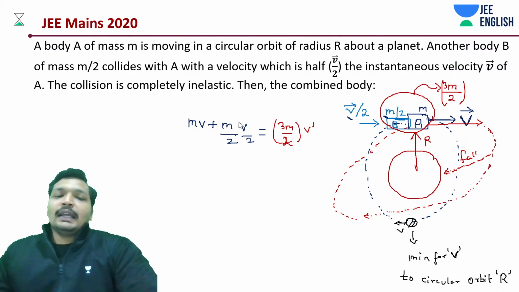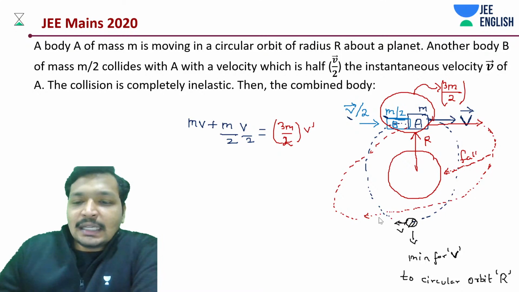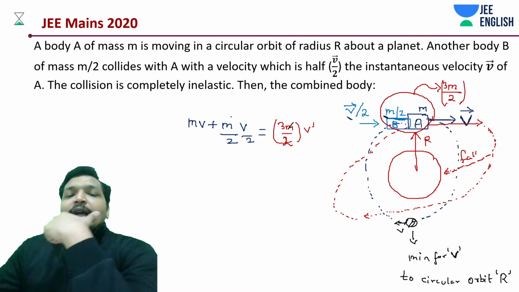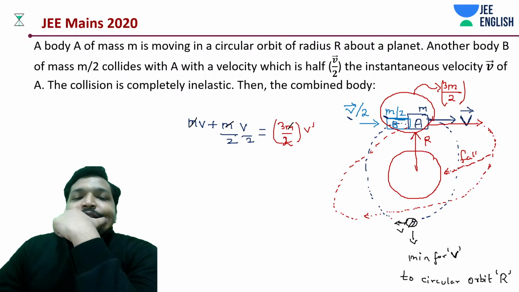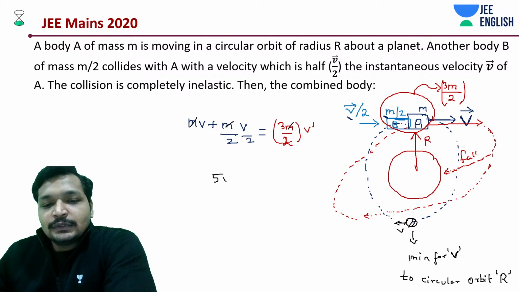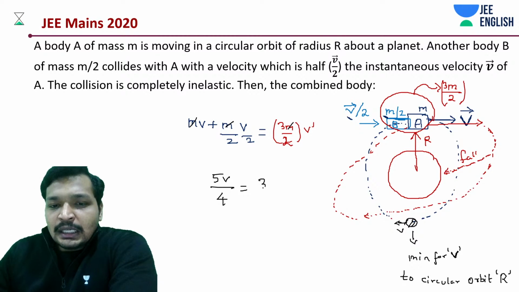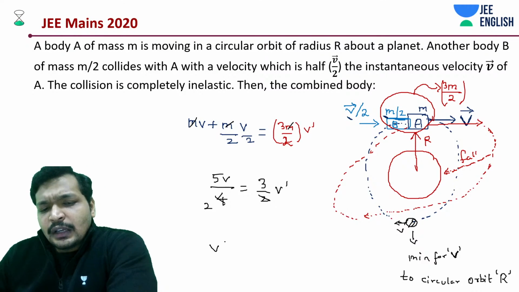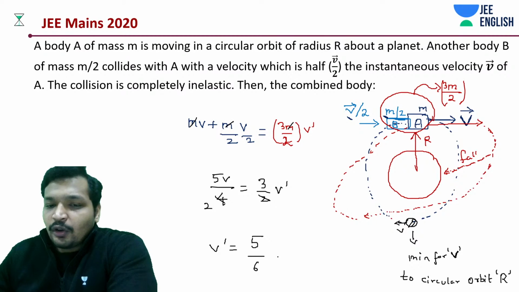Okay, now next, so it's really that simple. What we need to do is m gets cancelled out. So what do you get? 5v by 4 is equal to 3 by 2 v dash. Okay, what do you get v dash to be? v dash is 5 by 6 of v.